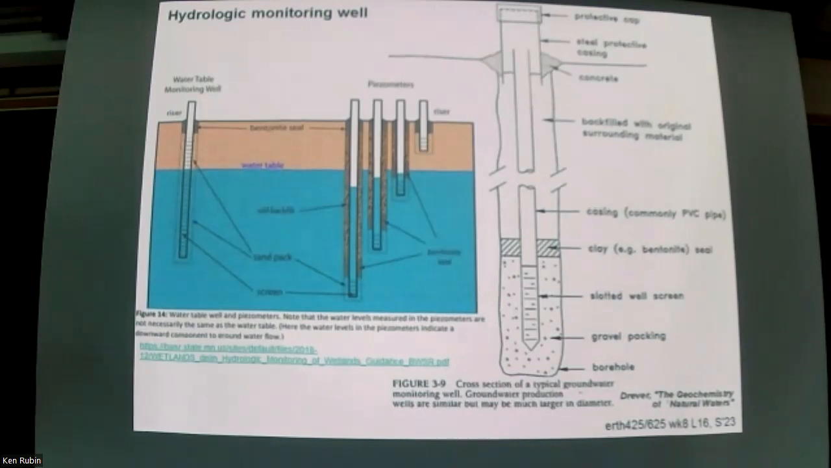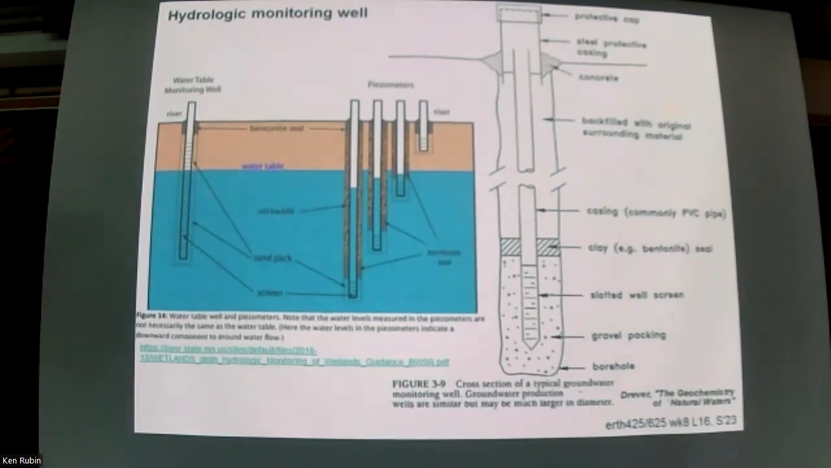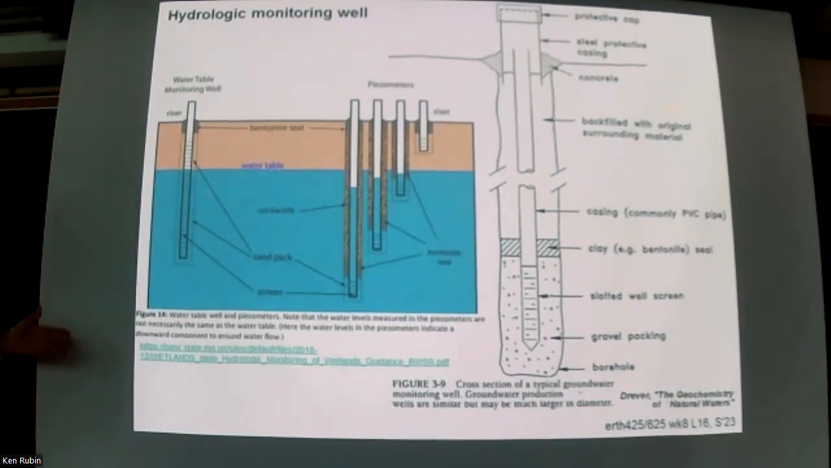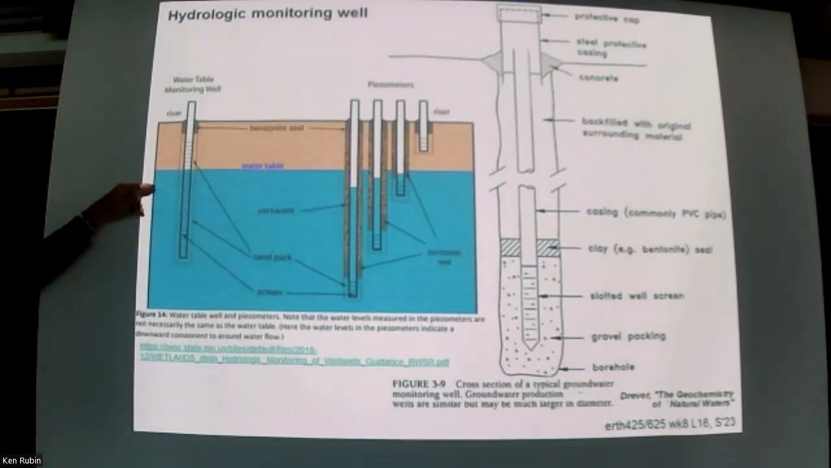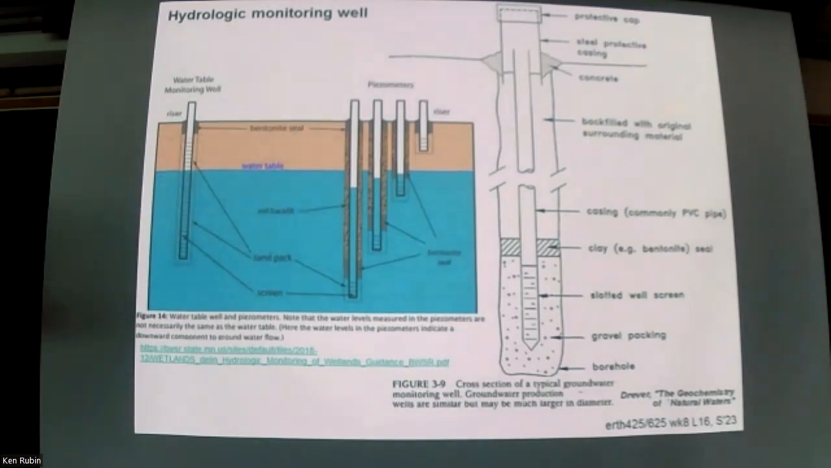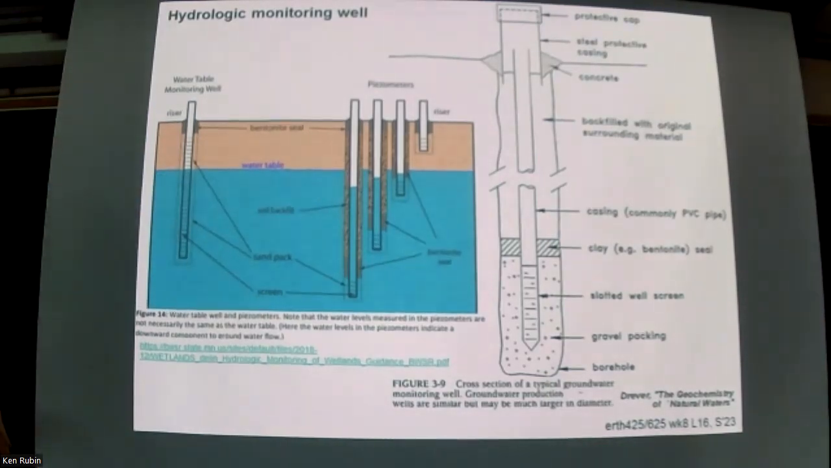It's just used to measure the water table, right? So you see these holes in the ground all over the place. Basically, the idea is that water is supposed to flow into them, and basically by putting a dipstick down, you can see how far below the land surface the water table is.